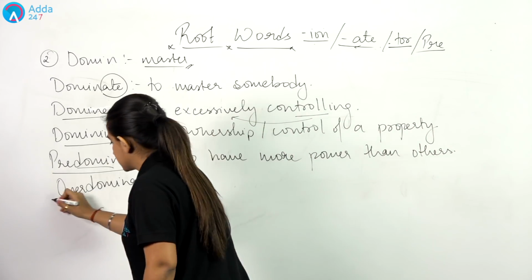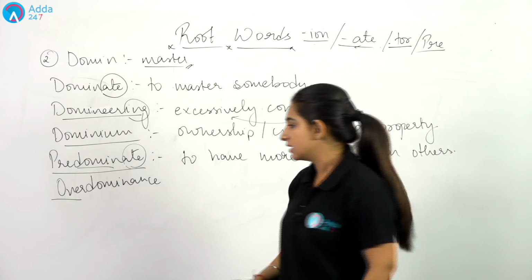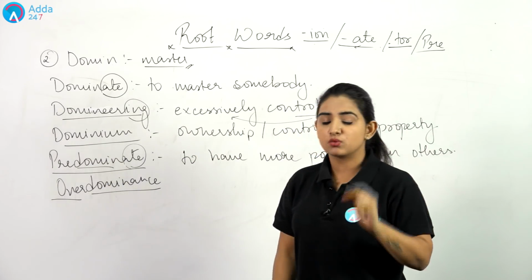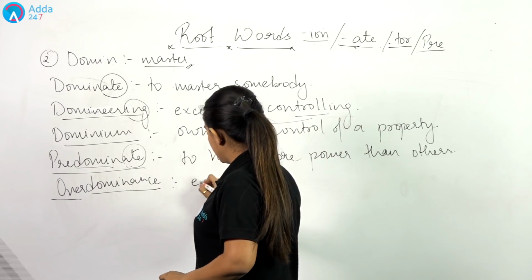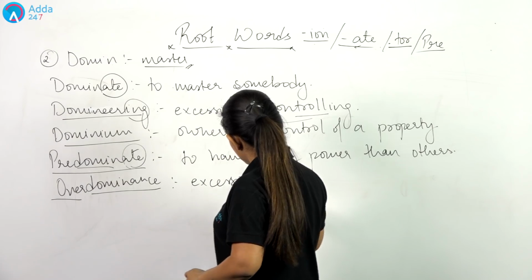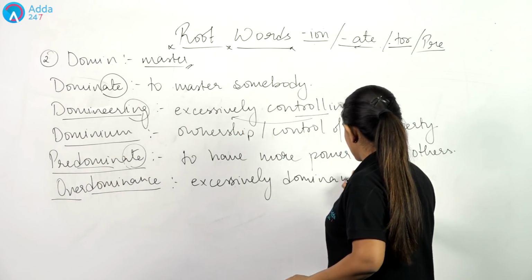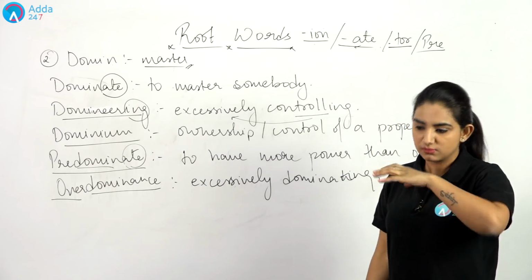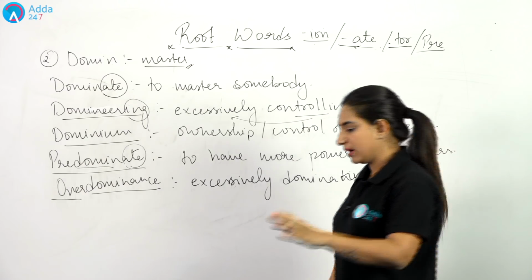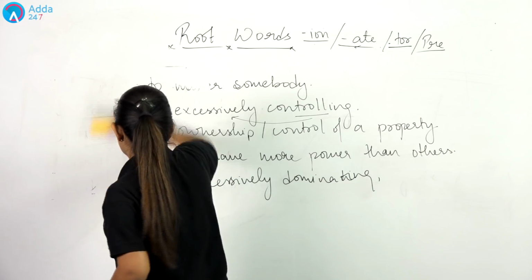Next is over dominance. Over again means more than a level, more than an extent. Then dominance means mastery, control. So over dominance, what does this mean? Again, excessively dominating. Excessively dominating, that means somebody is trying to dominate you like hell. That is what we mean by over dominance, right? So I suppose now you'll be clear with dict and domin.